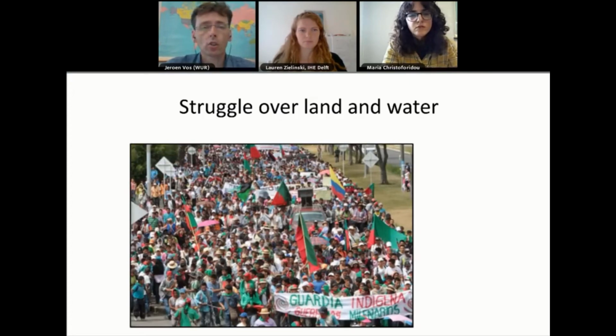There's also a social struggle over land and water. Actually, the indigenous population that lives in the hills surrounding the Cauca Valley, they have been in a struggle for decades over control of the land and over the water. And because of climate change, we see that there is an increasing need to irrigate also the lands in the hills, but also the sugarcane needs more water. And you see that the struggle over land and water intensifies.